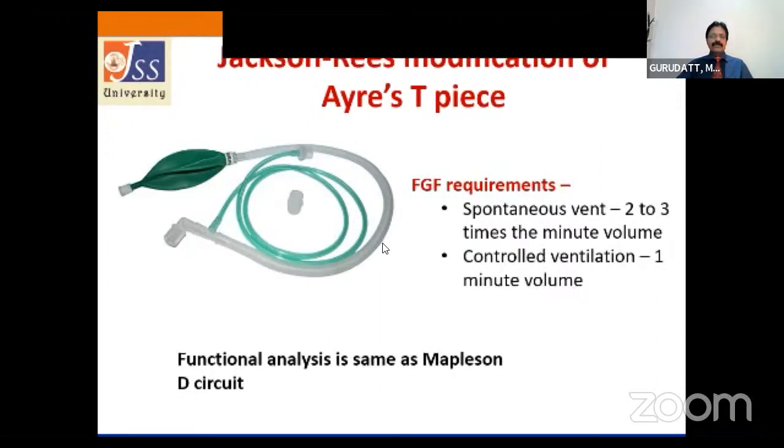But one thing you should remember: whatever the minute ventilation may be, even if it is less than 3 liters, the minimal fresh gas flow you have to keep to prevent rebreathing for this system is 3 liters. If it is higher than 3 liters, then you just keep it to 1 minute ventilation. But if the minute ventilation of a child, say a 4 kg or 5 kg child, is very low, you can still keep 3 liters as the fresh gas flow.